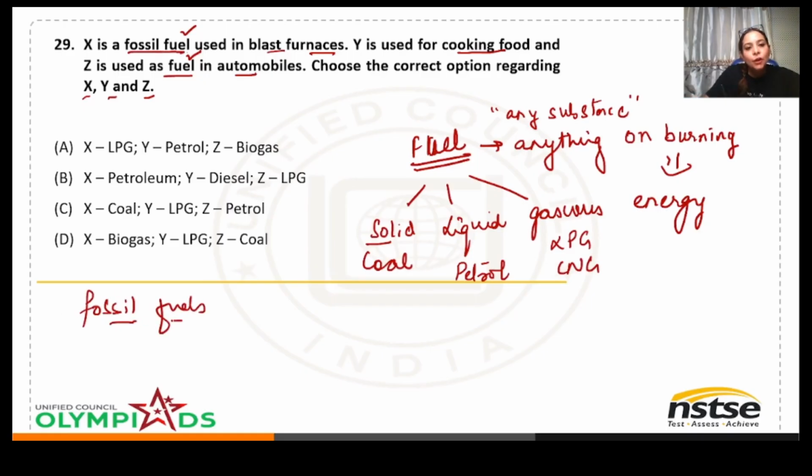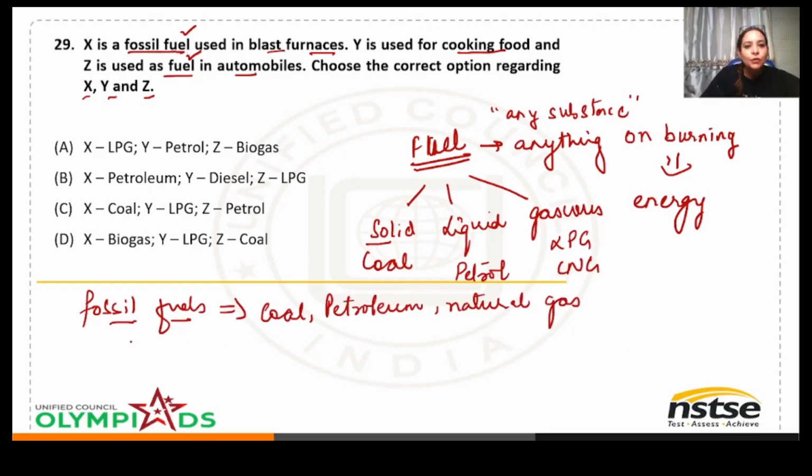Fossil fuels are fuels obtained from fossils. Fossils, I hope you all remember, are the dead remains of plants and animals that got buried under earth, and with time they got covered with sediments. Due to high pressure and high temperature, they transformed into fossils. So fossil fuels are particularly coal, petroleum and natural gas.